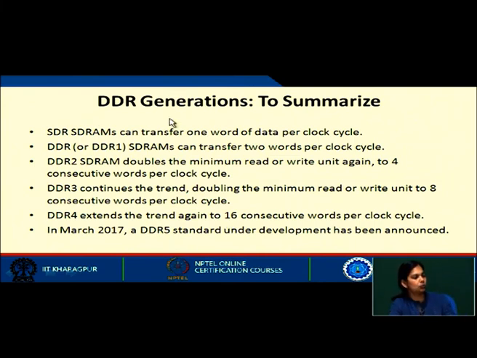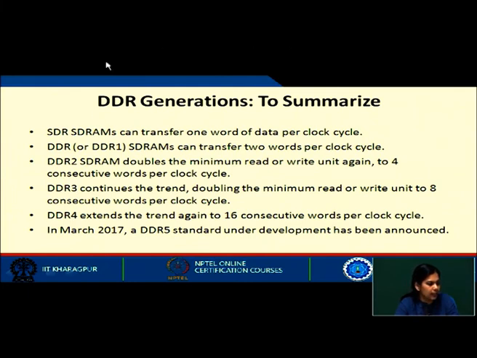Now, to summarize what we discussed about various DDR generations. SDR SDRAM, that is single data rate SDRAM, can transfer 1 word of data per clock cycle. In 1 clock cycle, only 1 word can be transferred. DDR SDRAM can transfer 2 words per clock cycle, that is double data rate. Now, double data rate 2, that means 4.